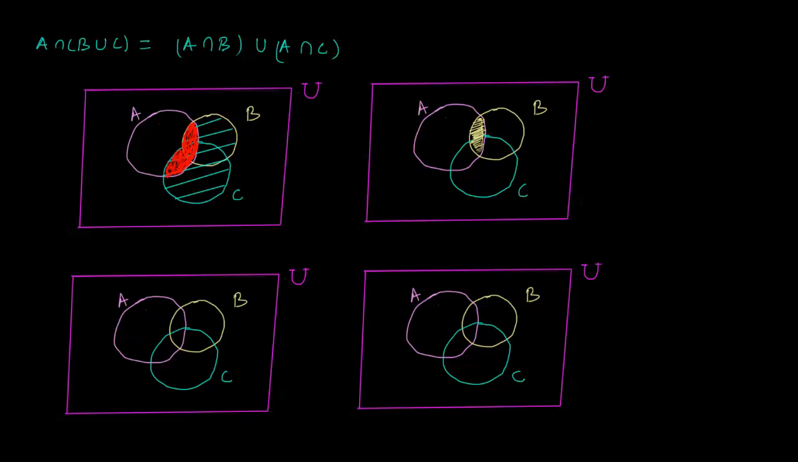What is A intersection C? A intersection C is this, right? So what is the union of these? Union of these is everything that is here. So that is here, also here and here, right? So everything here is the union of A intersection B and A intersection C.